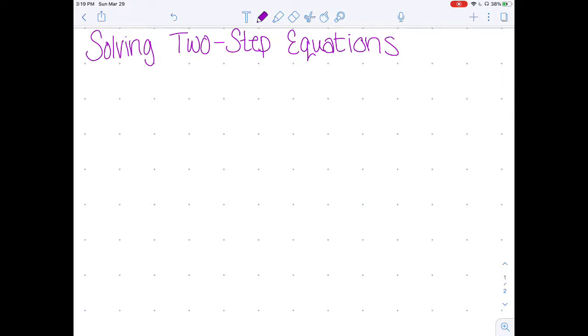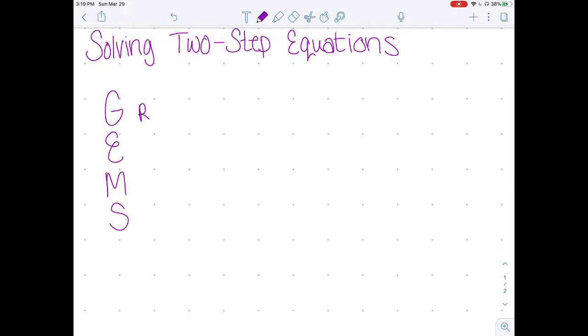All right, today we're going to be talking about solving two-step equations. And in order to know how to solve a two-step equation, we first need to make sure we know the order of operations. So some people use PEMDAS. I use GEMS. I think it's easier to remember.